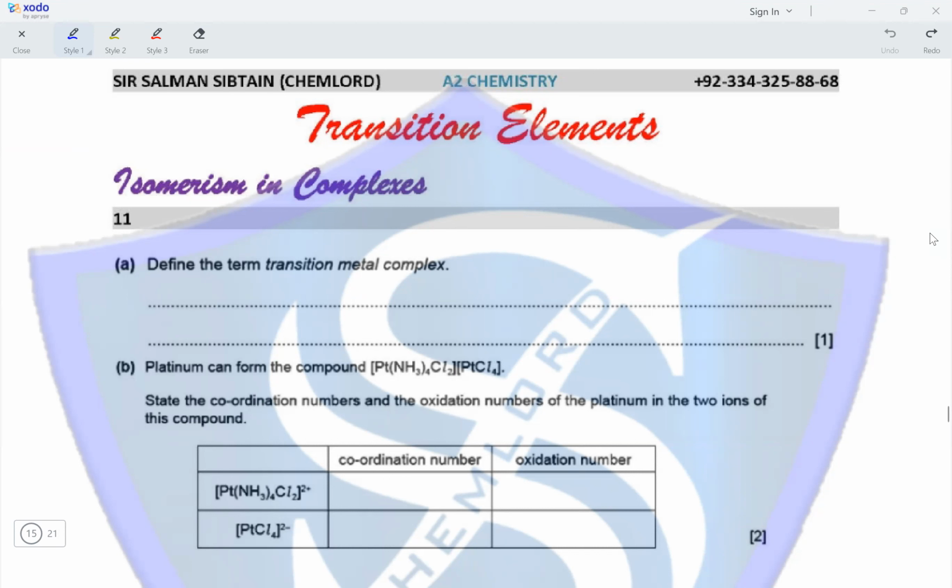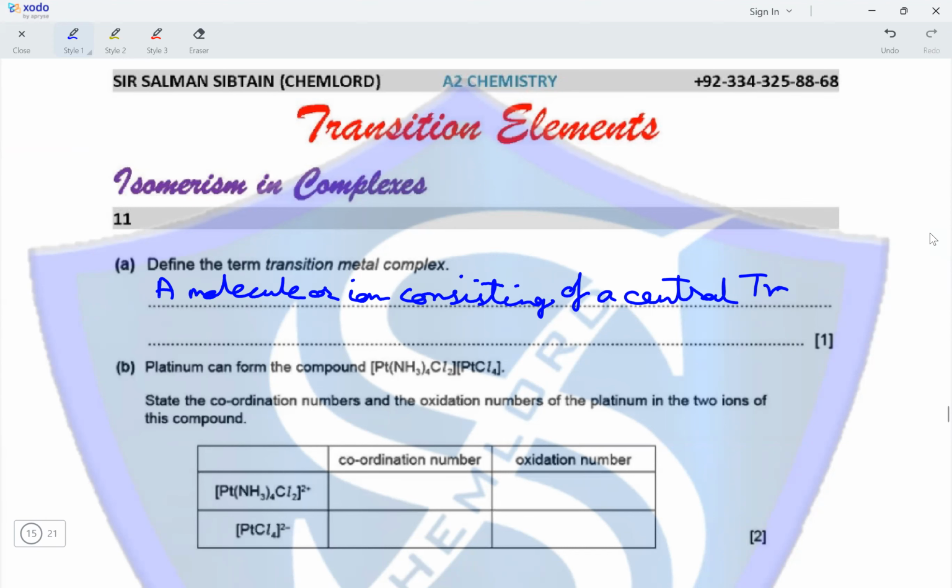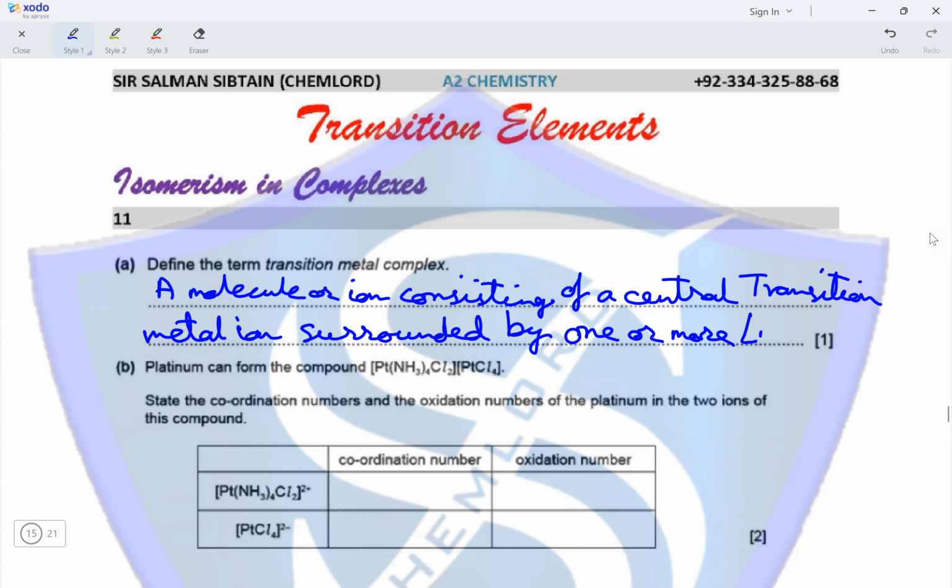So, a complex is a molecule or ion consisting of a central transition metal ion surrounded by one or more ligands. So, that is the definition of a transition metal complex.